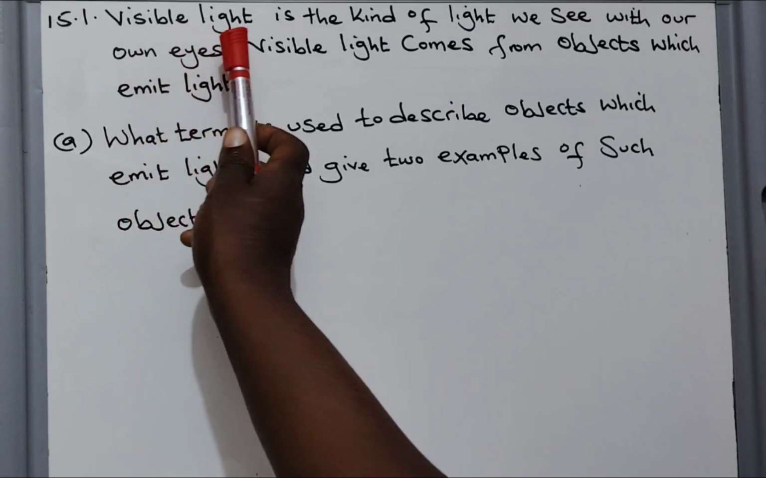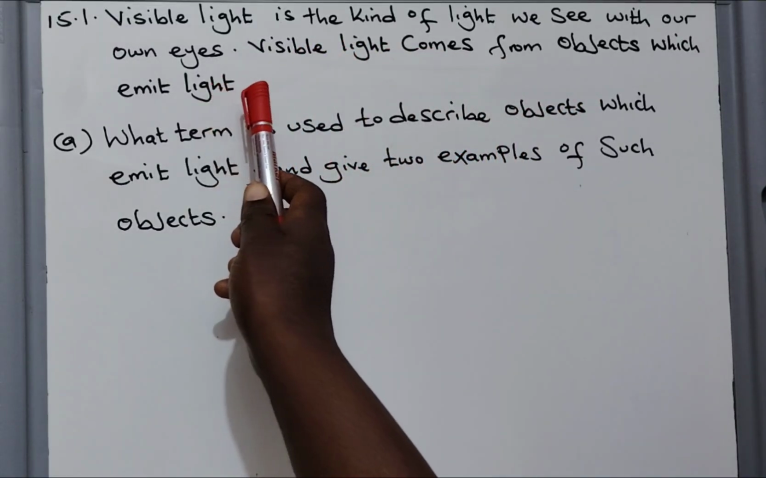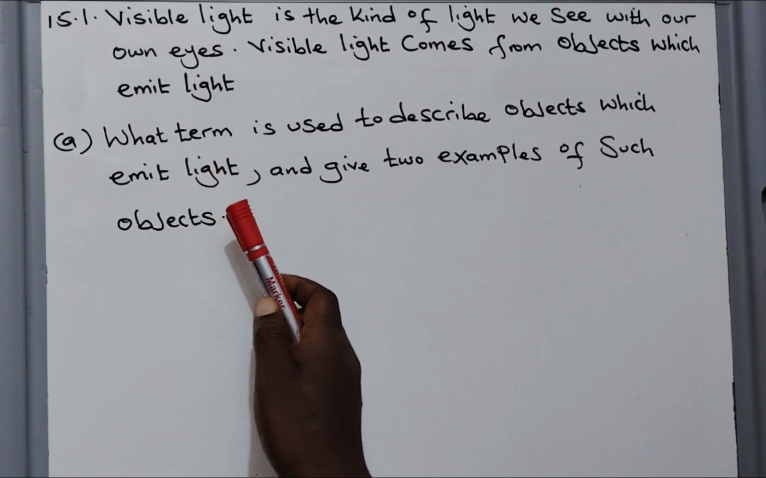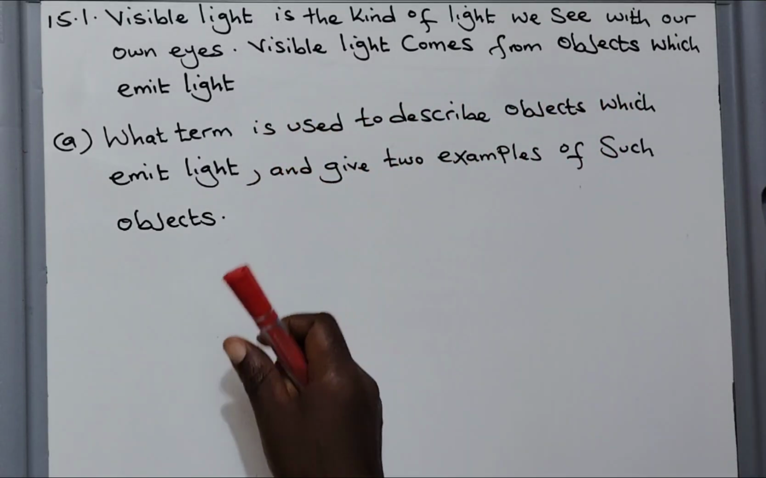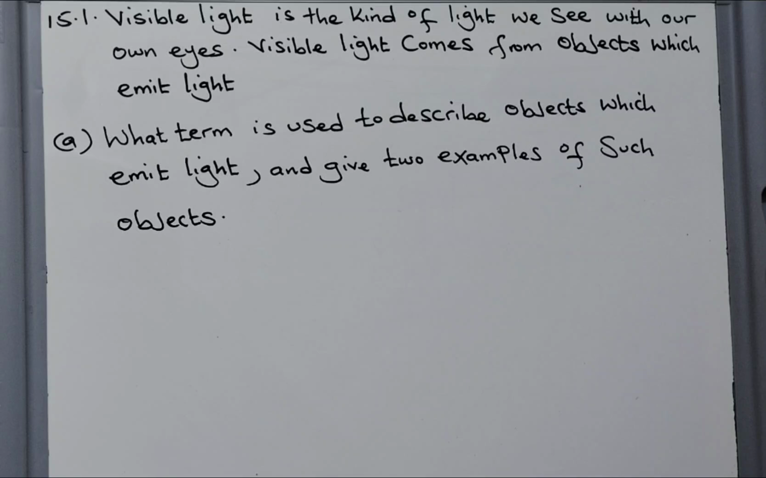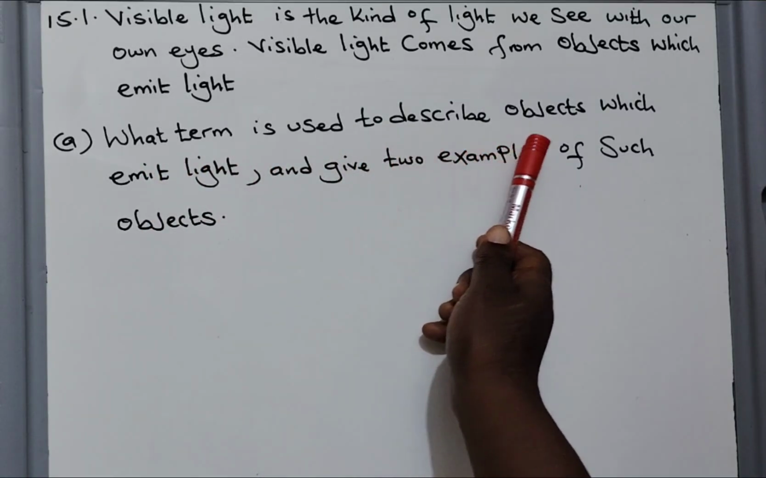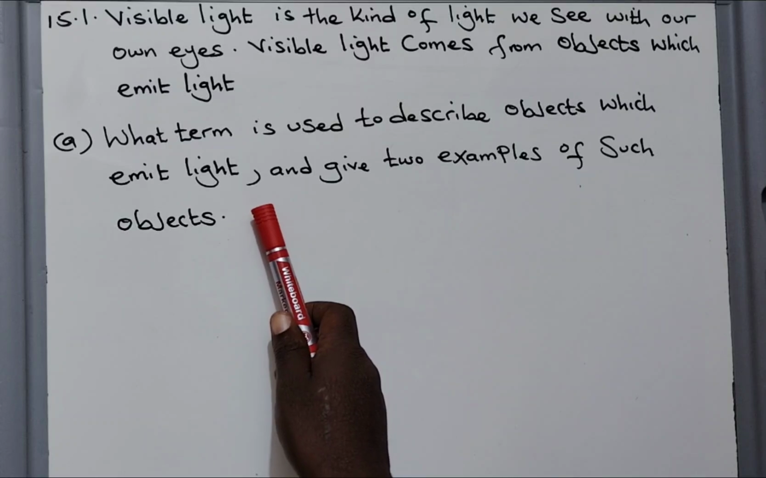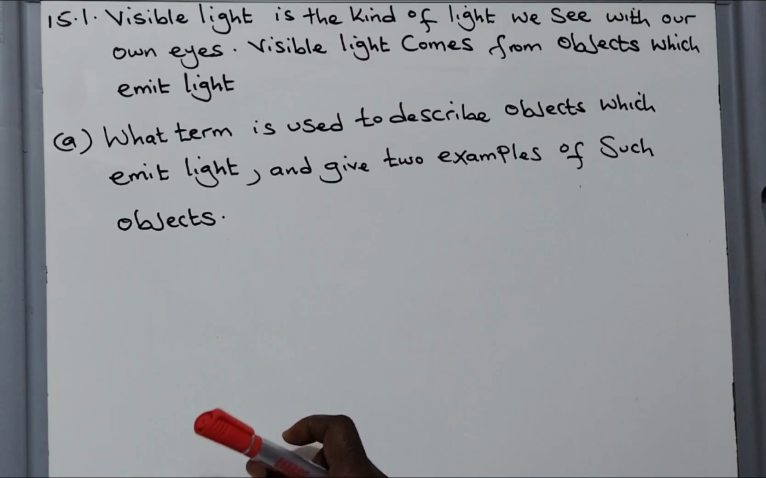Today we are looking at this question. It says that visible light is the kind of light we see with our own eyes. Visible light comes from objects which emit light. And the question says, what term is used to describe objects which emit light? And give two examples of such objects.